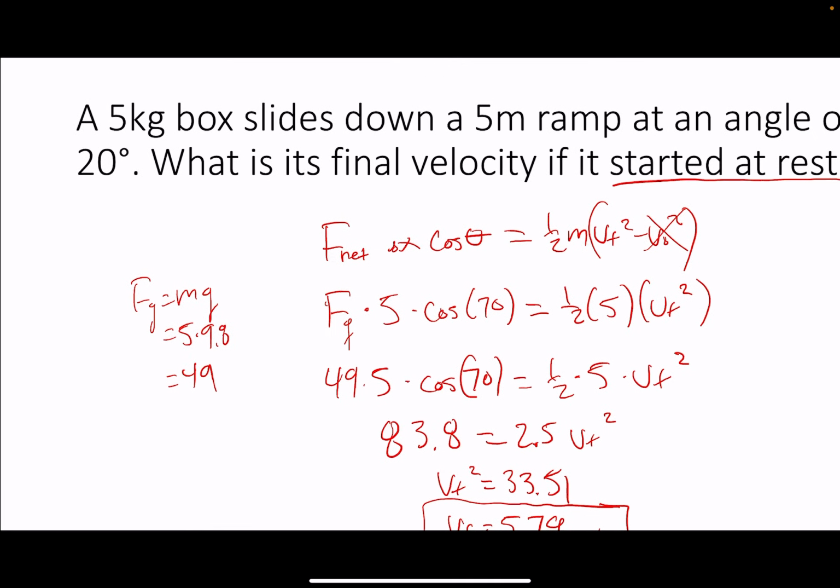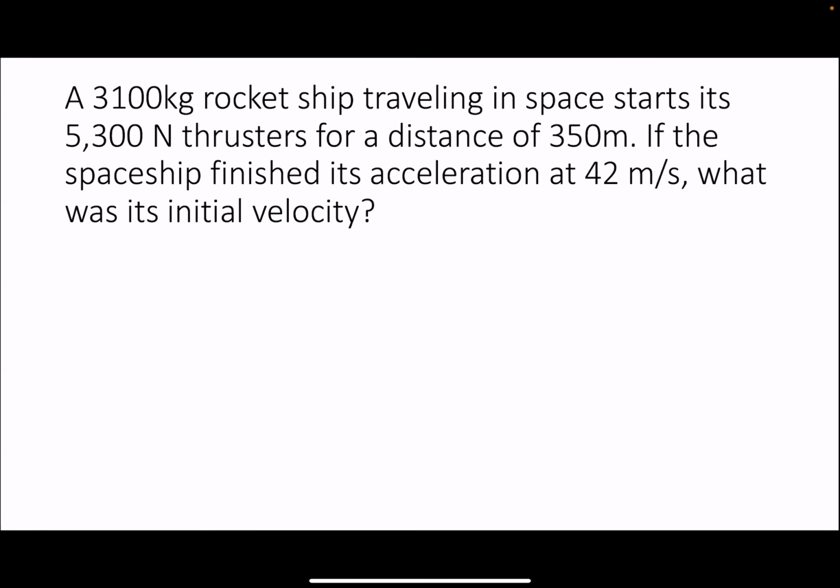All right. Let's do one more. A 3,100 kilogram rocket ship traveling in space starts its 5,300 Newton thrusters for a distance of 350 meters. If the spaceship finished its acceleration at 42 meters per second, what was its initial velocity?